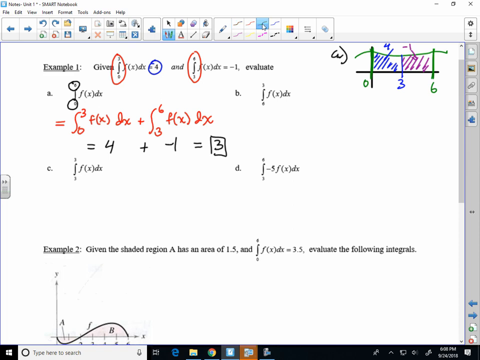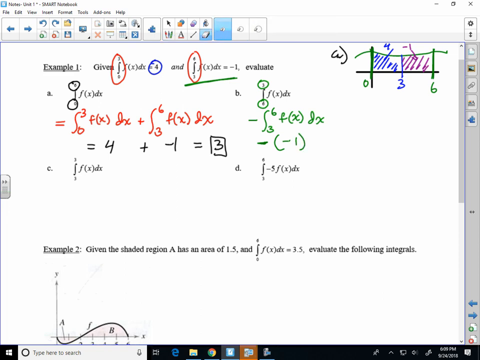All right? Now, looking at B, you see you have a 6 and a 3. One of the givens has a 6 and a 3. The problem is it's in the reverse order. So what I can do is negate my integral and switch the boundaries of integration. That's one of the properties on the previous page. And if I do that, I'm looking at a negative, and then 3 to 6 for the f of x gives me a -1, and so we end up with a 1 as a result.